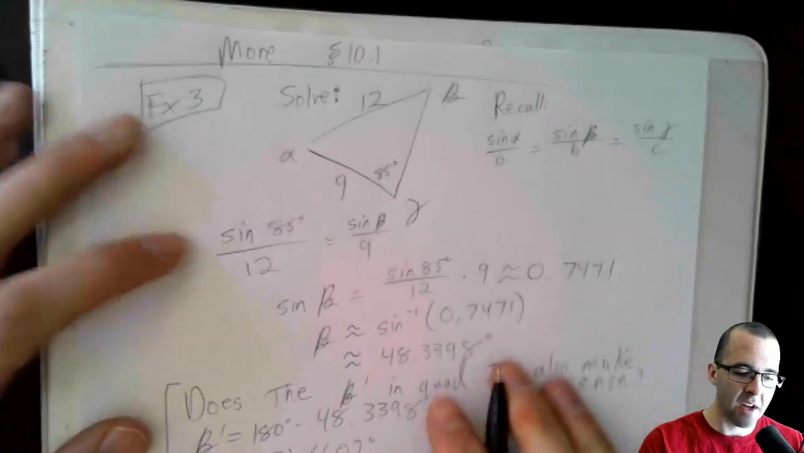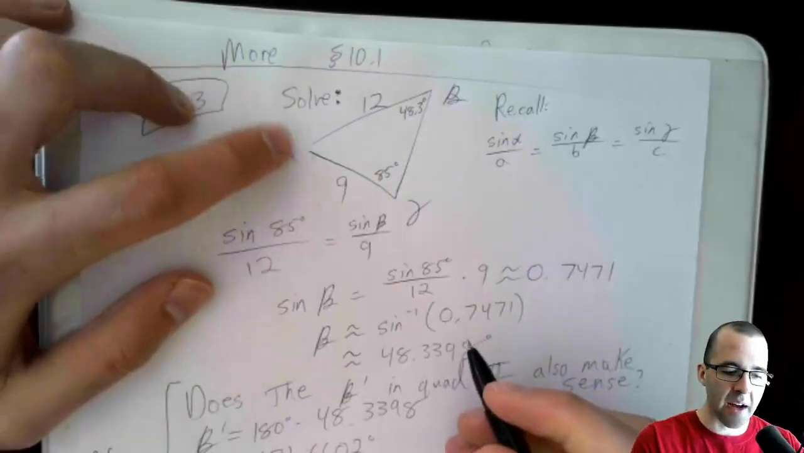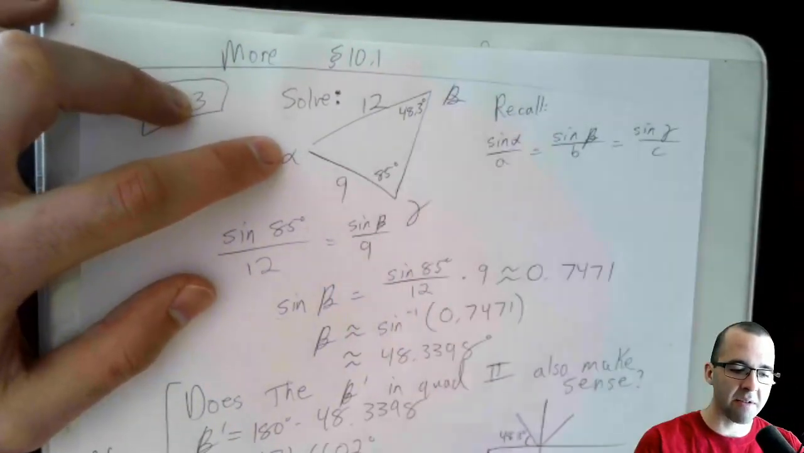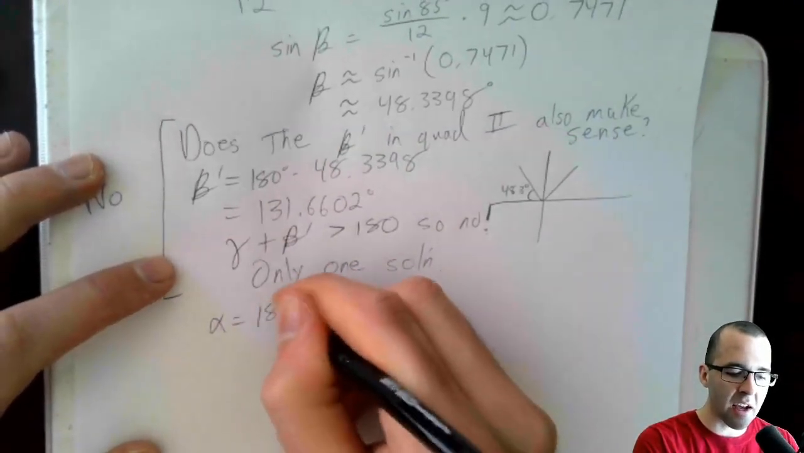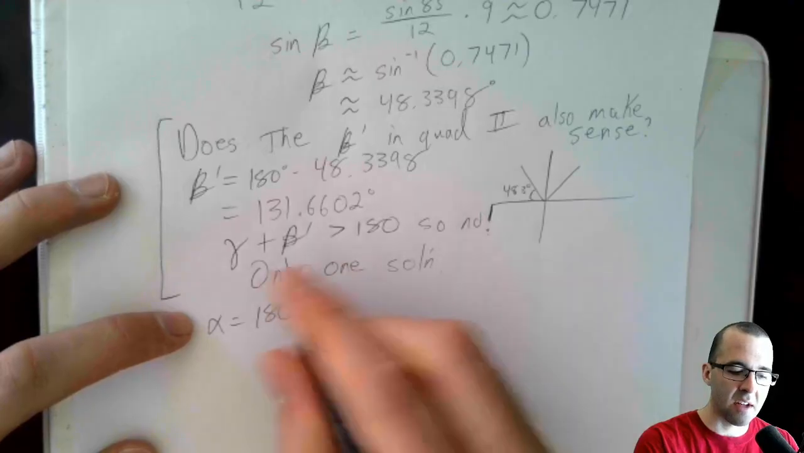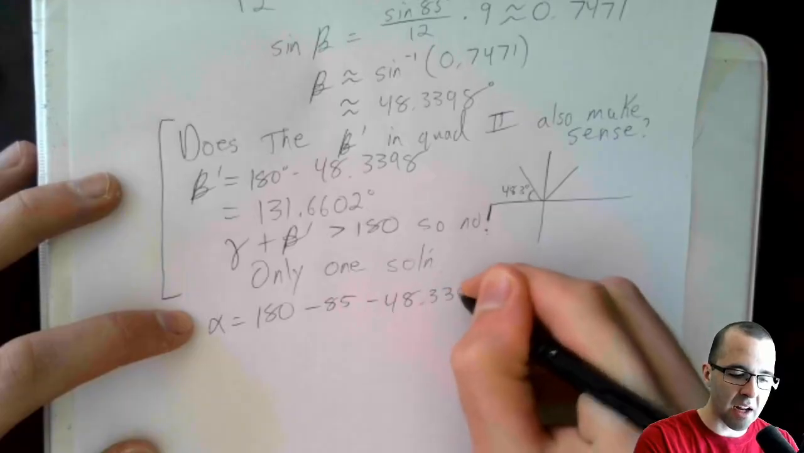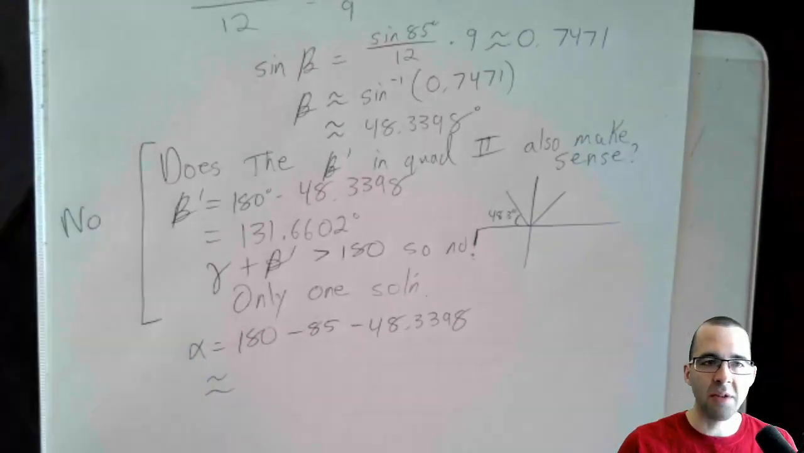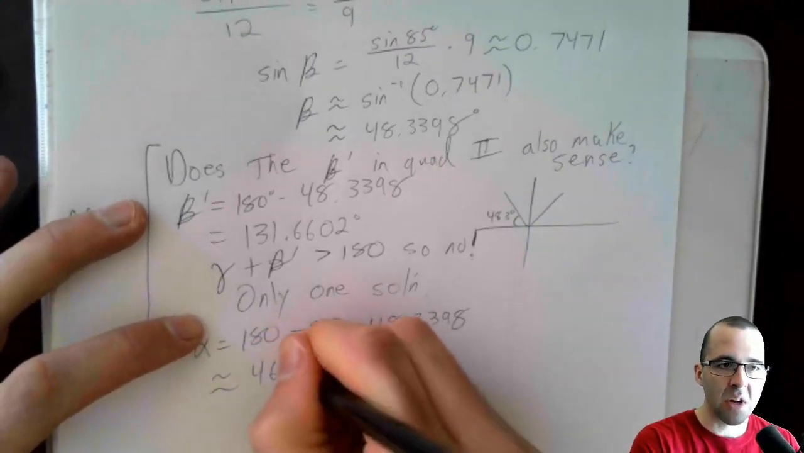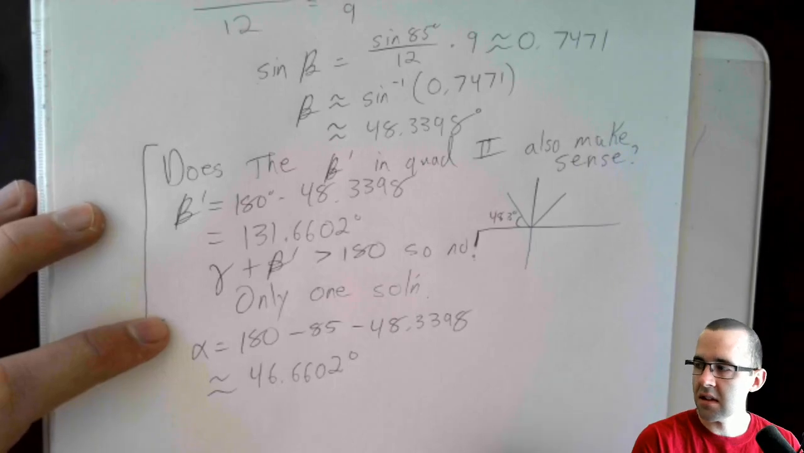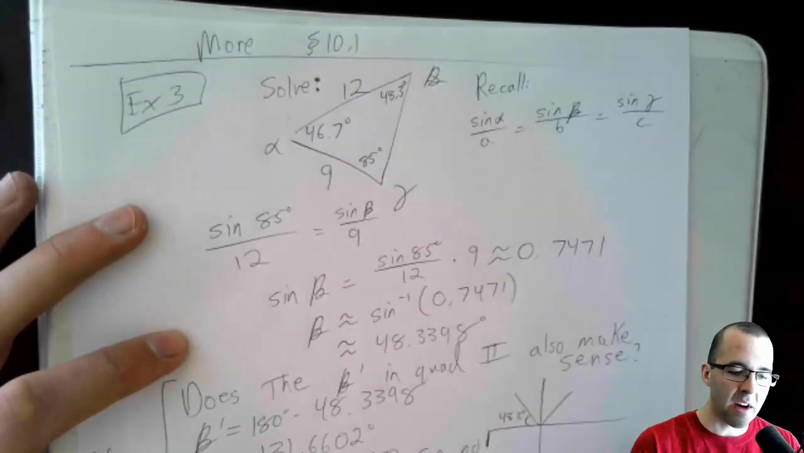So we keep on solving. We found beta to be about 48.3 degrees. Well, now we can find alpha. We know two angles, so we can find the third one. Alpha is just what's left over because all the angles together need to add up to 180 degrees. Alpha is going to be 180 minus 85 minus 48.3398. You're going to get that alpha is approximately 46.6602 degrees, so about 46.7. We fill that in. Great. We have all three angles.